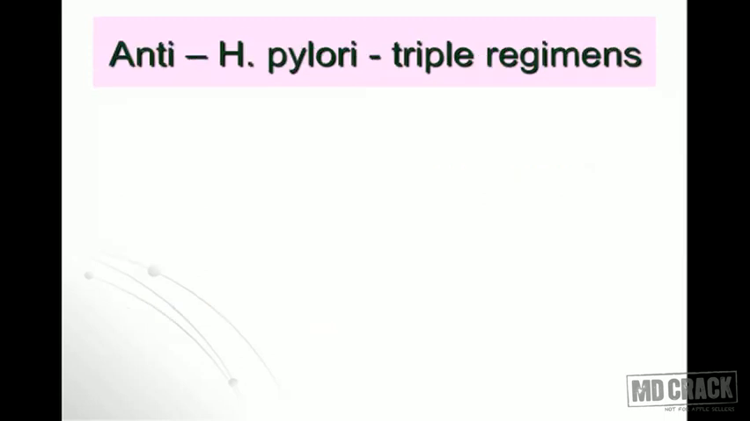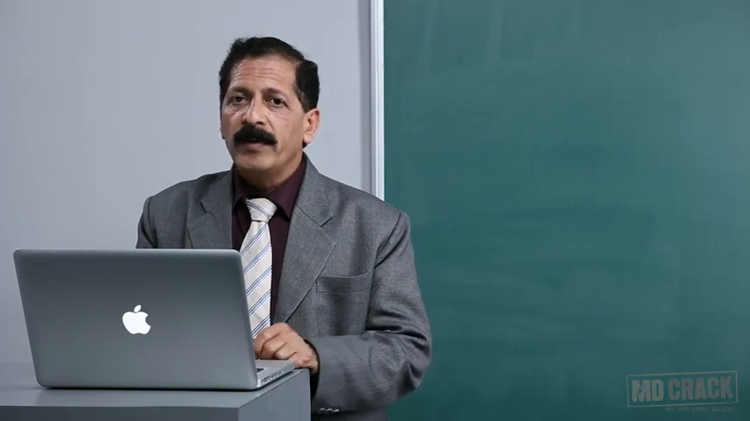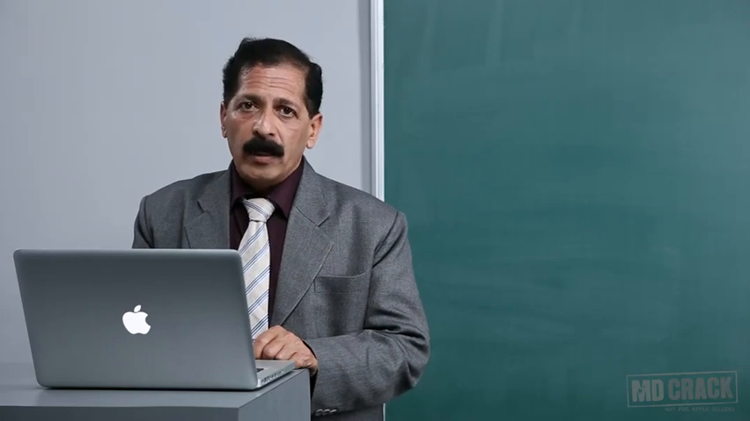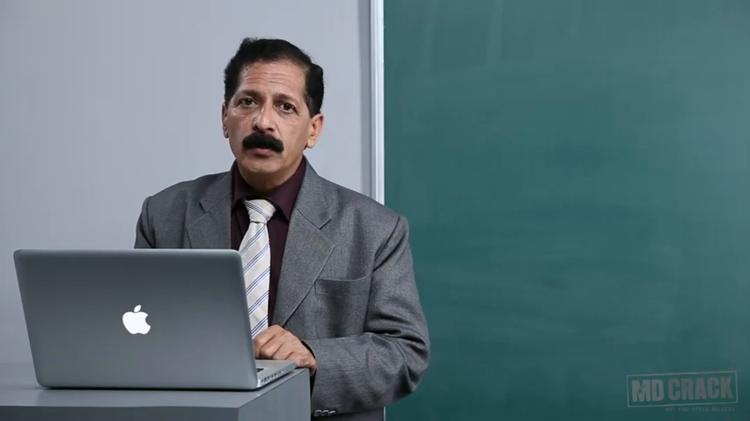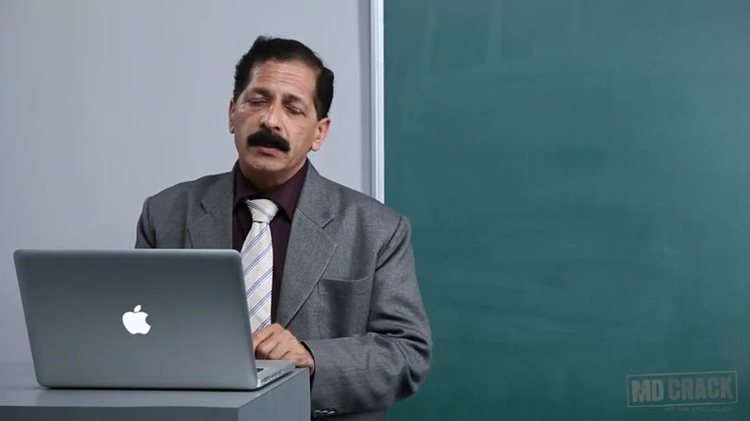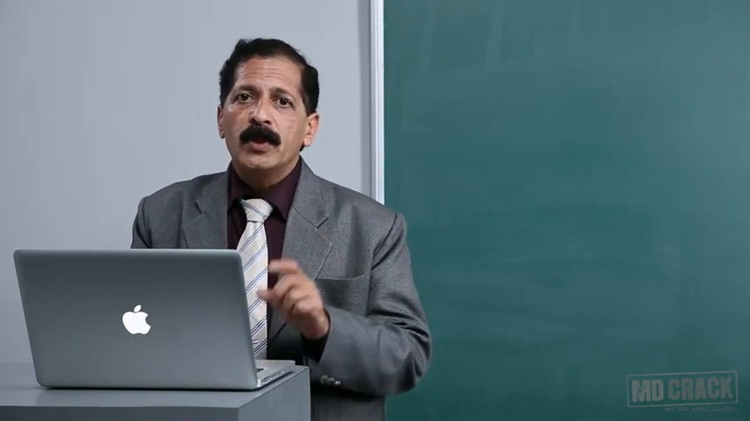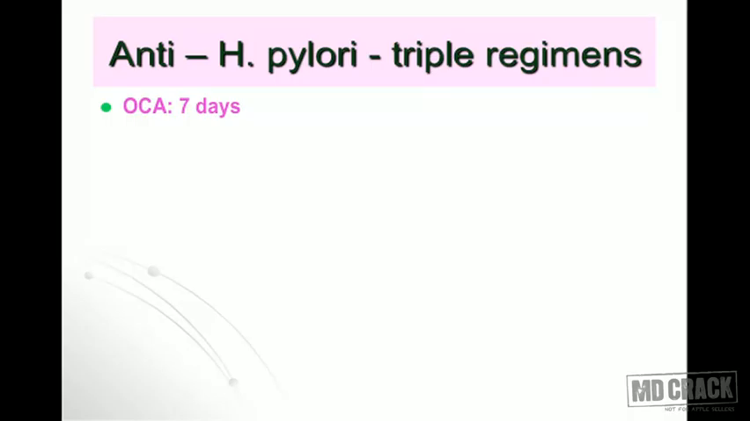Anti-H. pylori triple regimens in peptic ulcer have been really useful to help these patients. So what are the triple regimens? We already discussed in the beginning of the peptic ulcer when we introduced the topic. We said we have to intensively treat the H. pylori and we have to keep the gastric acid secretion low. So there is a trend to use 2 antimicrobial agents to hit this H. pylori. In addition to this, you add 1 proton pump inhibitor. So 2 antimicrobials plus 1 proton pump inhibitor.